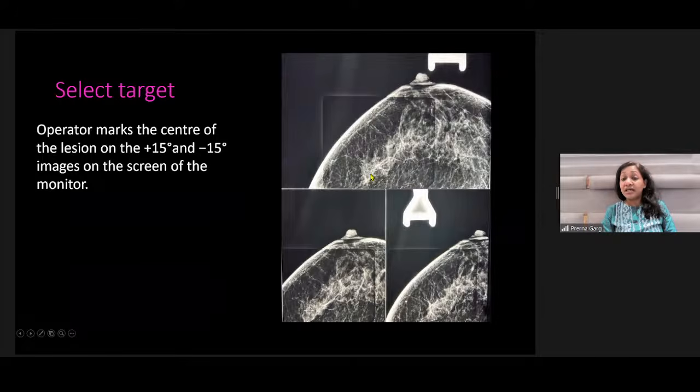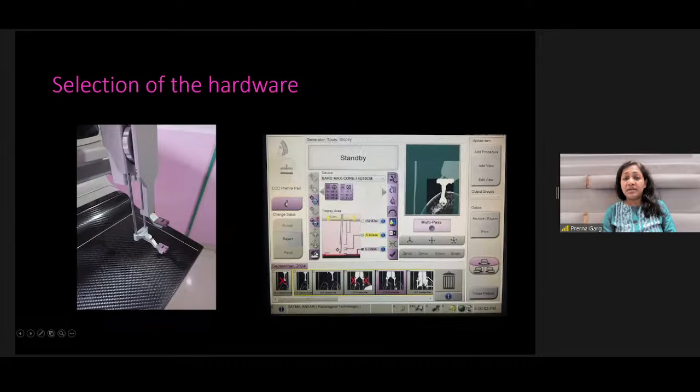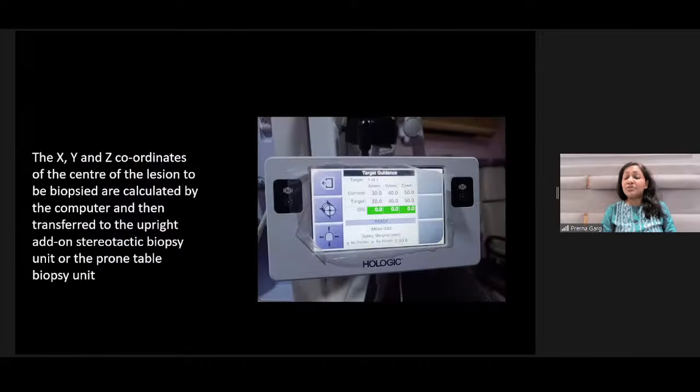Thereafter, you select the target. If you can see these targets here, this target has been selected on the screen. After selecting the target, we need to select the biopsy equipment that we are going to use. Here we see that the biopsy equipment has been selected and the target lesion lies within the notch. Then at the patient end, we need to insert the biopsy guides into the slots on the biopsy arm. The XYZ coordinates are then calculated and sent to the machine.